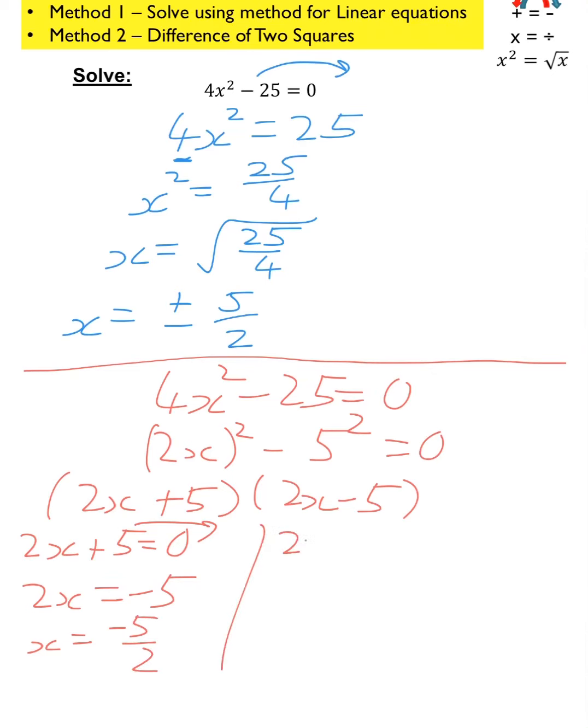The other one then, I have 2x minus 5 equal to 0. Bring the minus 5 across. So 2x is equal to 5. Divide by 2 now, so x is equal to 5 over 2. You can see the exact same answers as above.